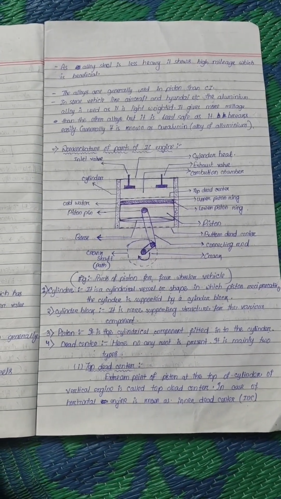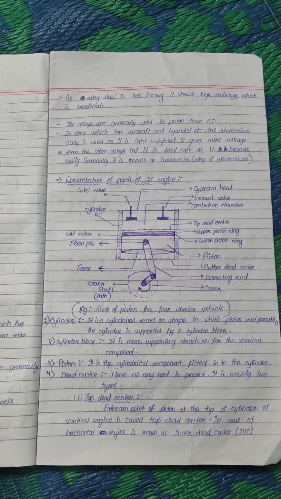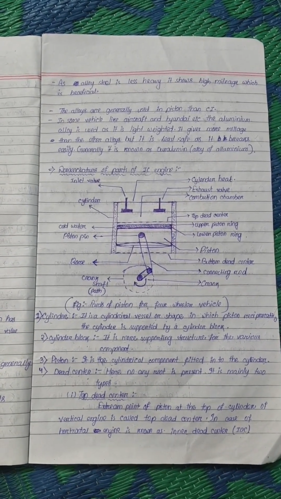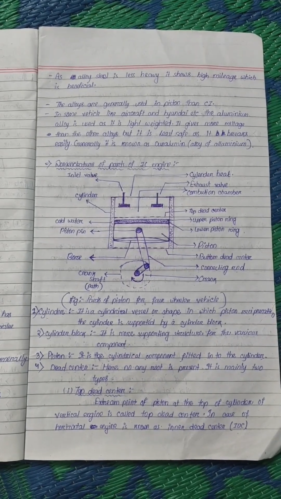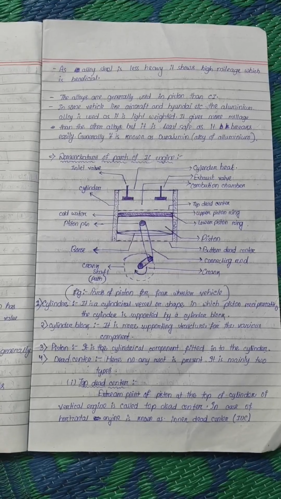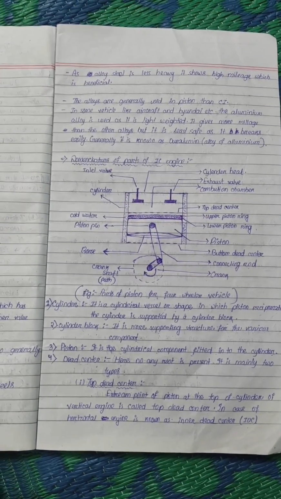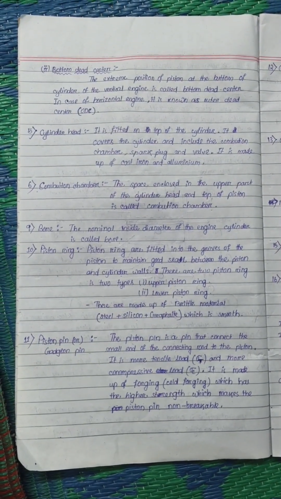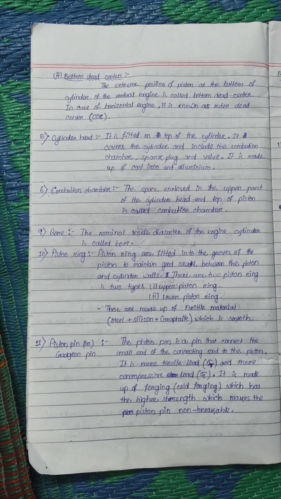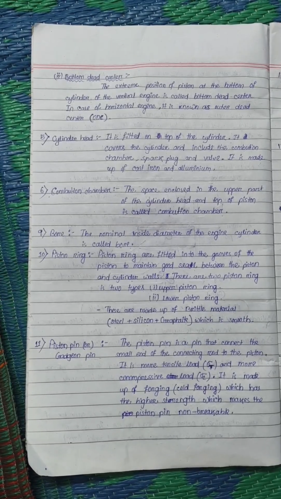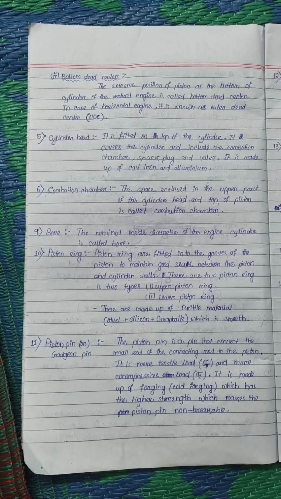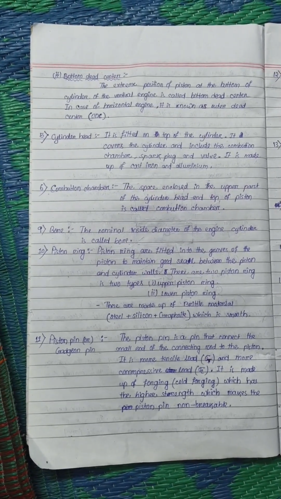It is mainly of two types: top dead center, the extreme point of the piston at the top of the cylinder of a vertical engine, is called top dead center. In case of a horizontal engine, it is known as inner dead center or IDC. Bottom dead center: the extreme position of the piston at the bottom of the cylinder of a vertical engine is called bottom dead center. In case of a horizontal engine, it is known as outer dead center or ODC.